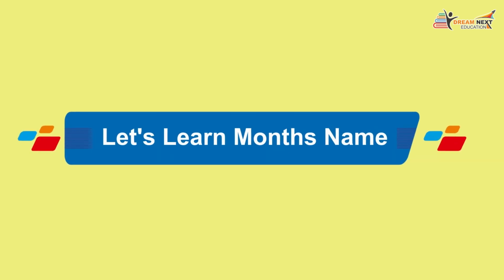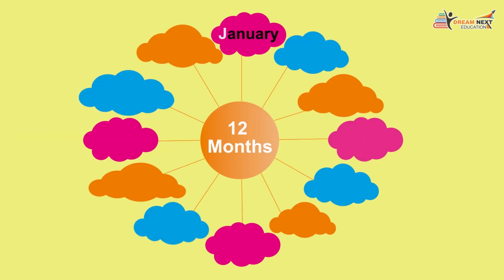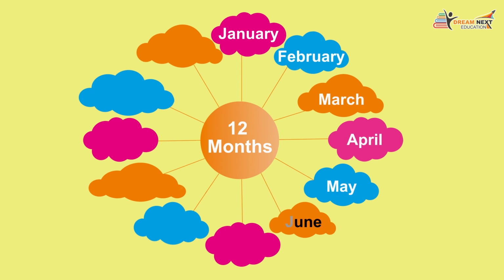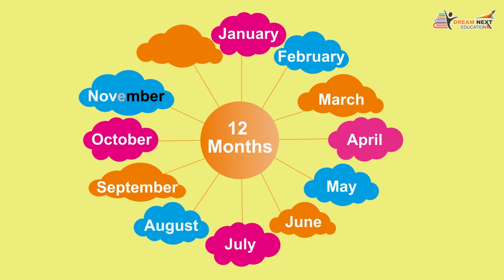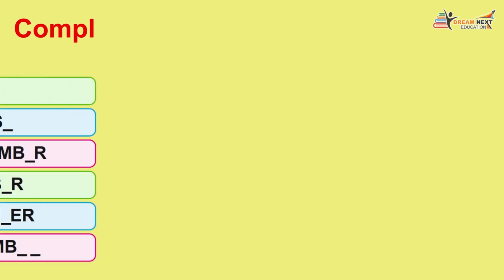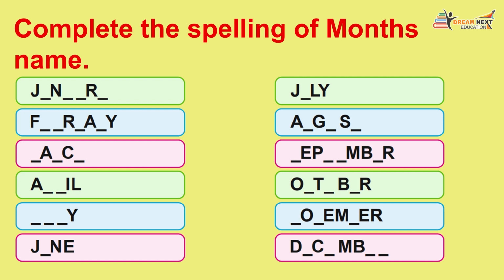Let's learn month name. 12 months. January, February, March, April, May, June, July, August, September, October, November, December. Complete the spelling of month's name.